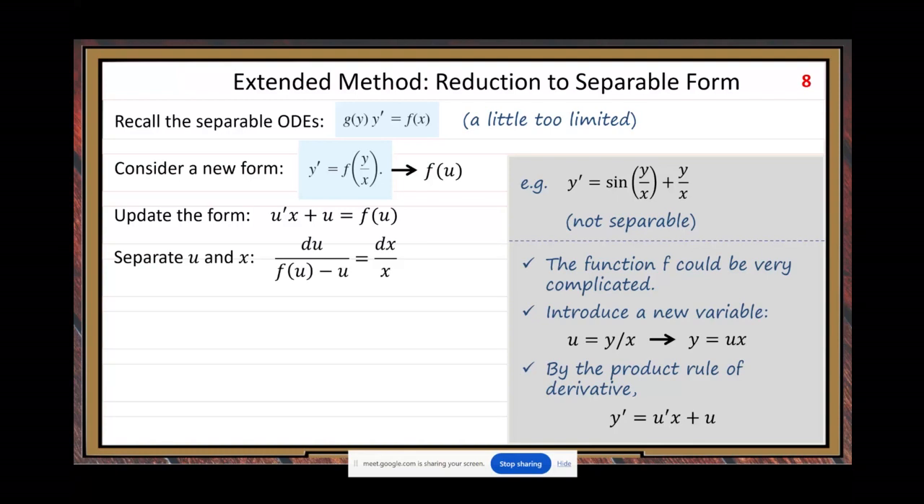How about this way? Can you do the algebra and get this expression, with the left-hand side and right-hand side of the equality in this way? After that, do the integrals. The right-hand side is easy, right? The left-hand side depends on how hard that f function is. Hopefully it's not too hard, so you can do it.